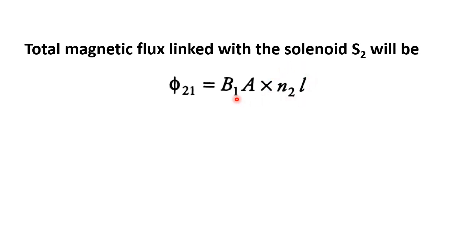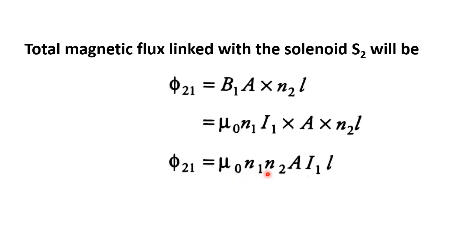Now, the total number of turns into B into A, where B1 is the magnetic field we considered. So B1, the magnetic field due to the first coil, into A, the cross sectional area, and the number of turns. This is the total flux in the second coil. Now instead of B1, if you substitute mu naught N1 I1, where N1 is the number of turns per unit length in the primary coil, and reshuffle, writing N1 N2 at one place, we get mu naught N1 N2 A into I1 into L. But the total flux according to the coefficient of mutual induction we can express like this: total flux equals mutual induction into the current passing in it, that is I1.